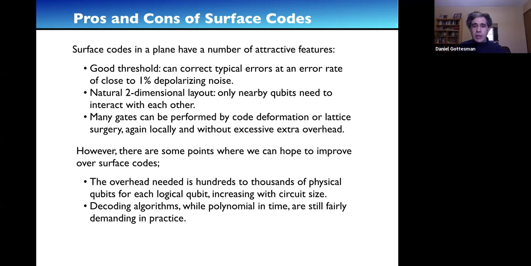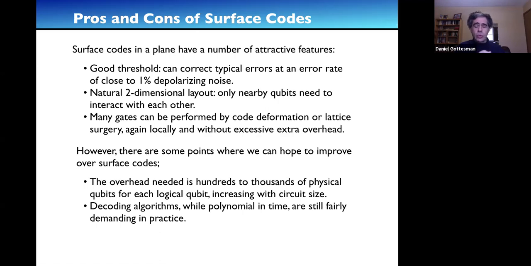Now, there are some other gates that require some more overhead, and that's still a bit of a problem, but it's not one we know how to avoid in any system, really. That's not true. There's some specific codes we know that can avoid that, but they have other drawbacks, so it's kind of a trade-off.